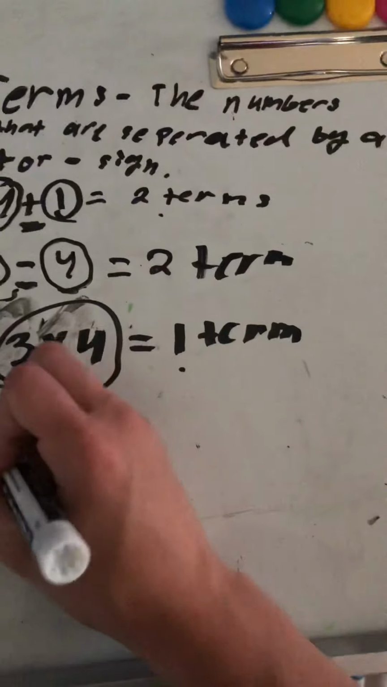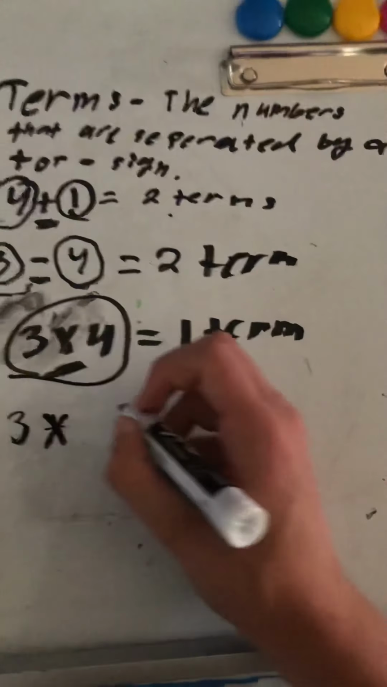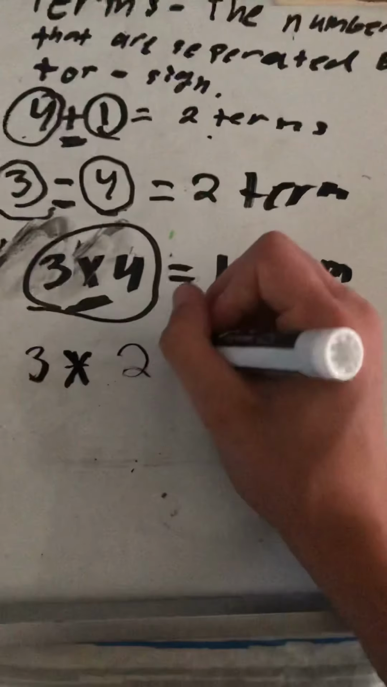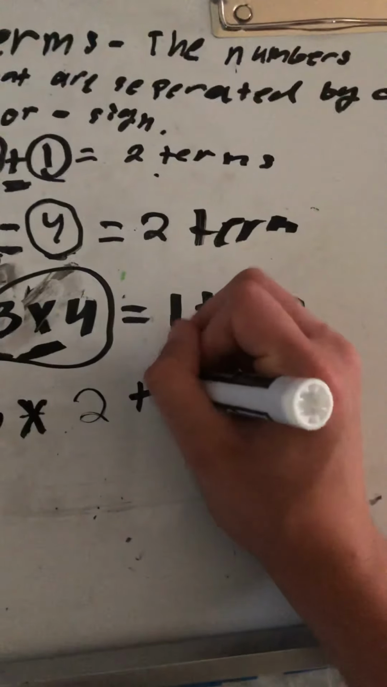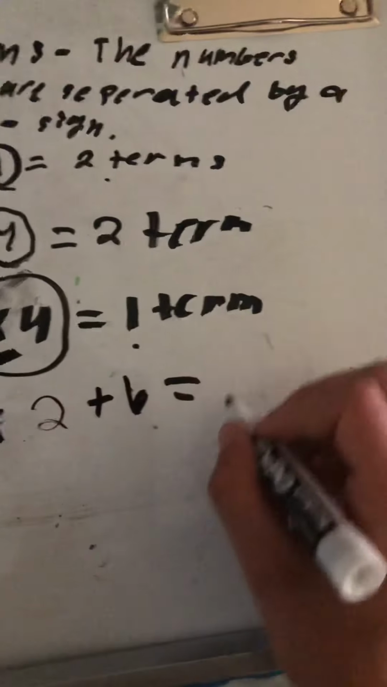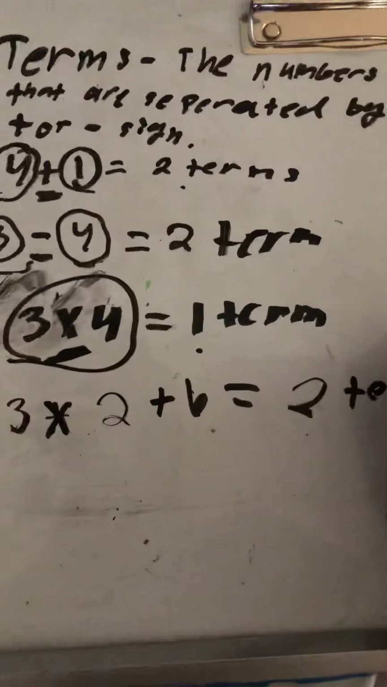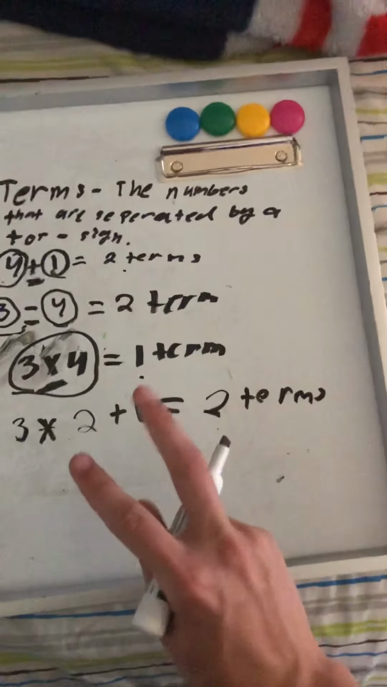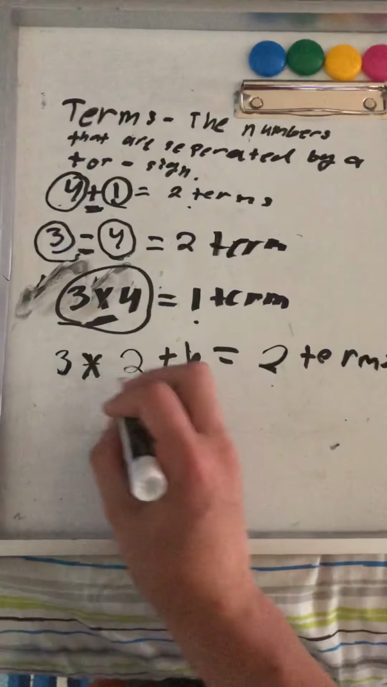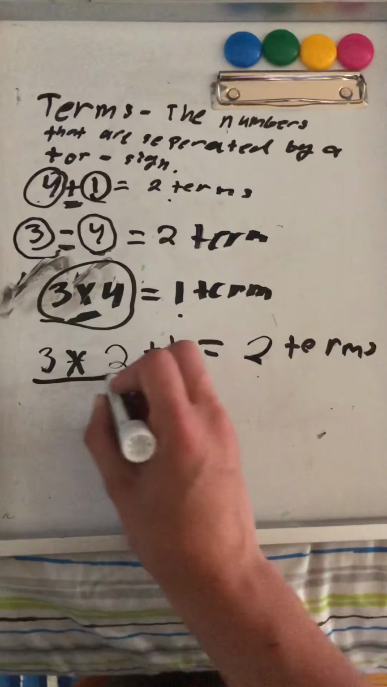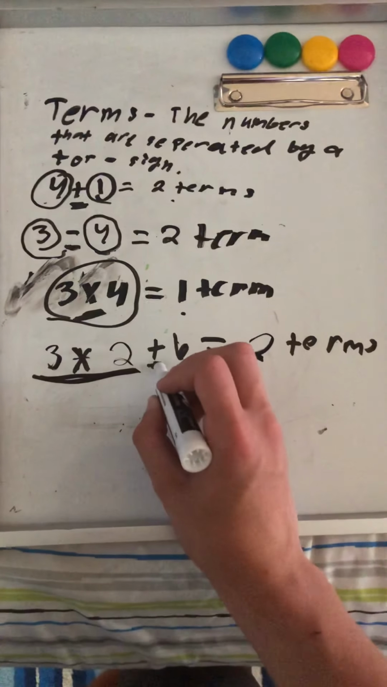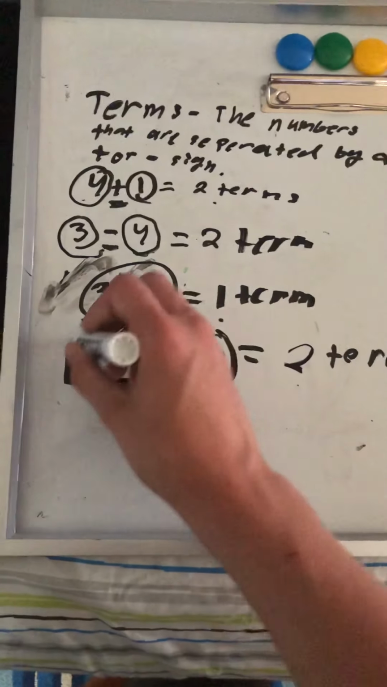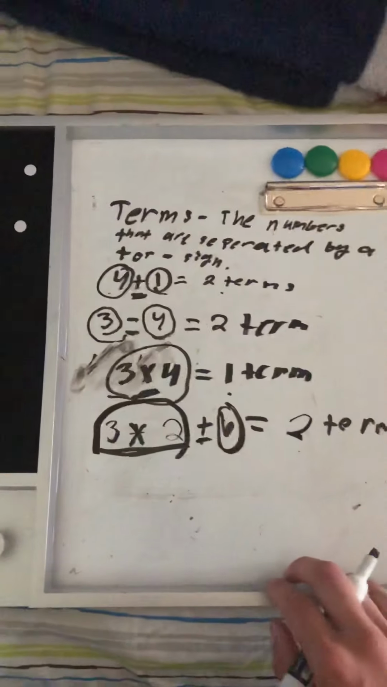Now if it was 3 times 2 plus 6, we'll go with, that equals 2 terms. That would equal 2 terms because this is all 1 term right there, but then there's this plus sign right there. And so that would be a term, and that is all 1 term right there.